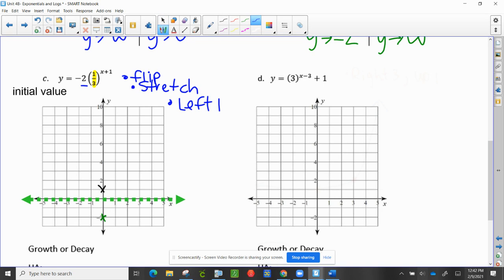So we did negative 2. We have to go left 1. So here's my point. And now we just have to envision what this graph is going to look like because the flip is going to make it look a little different.